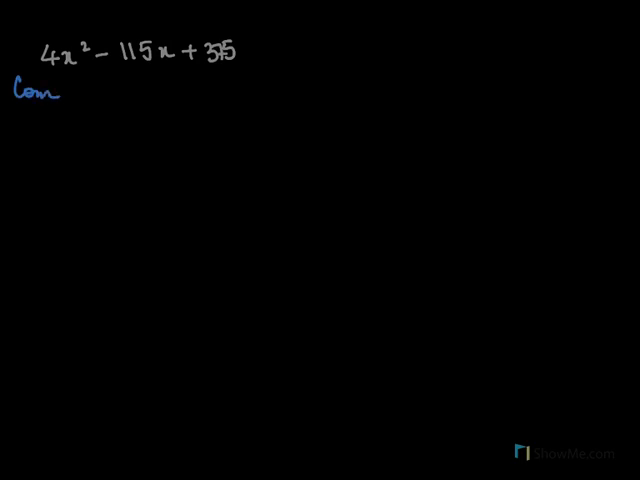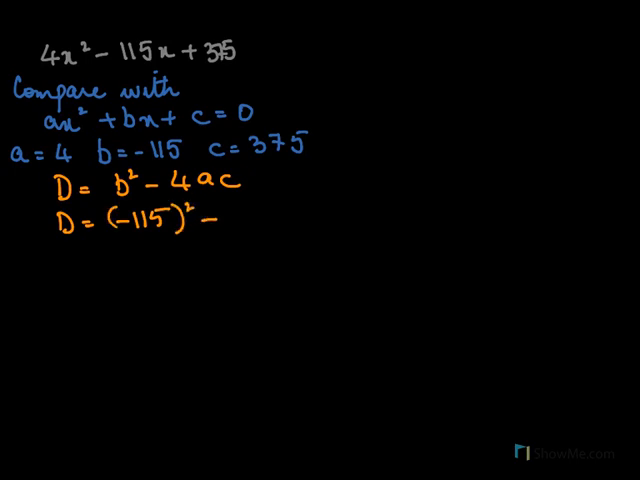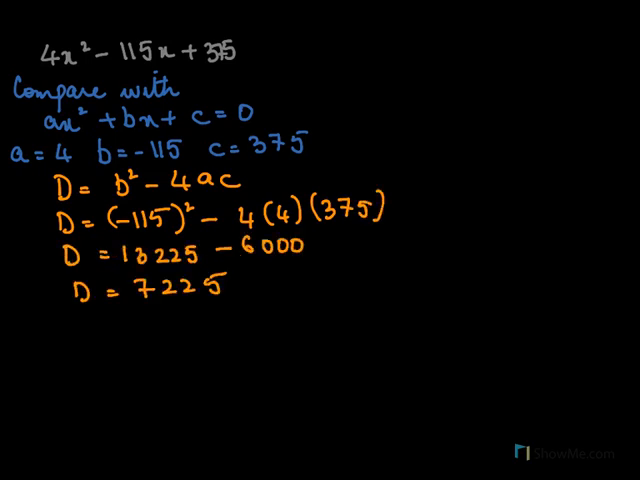Now I compare, and I get A equal to 4, B equal to minus 115, and C equal to 375. I go ahead and I find my D. D is B square minus 4AC. B is 115 square minus 4 into A, which is 4, and C is 375. This is your working of D. This is important.